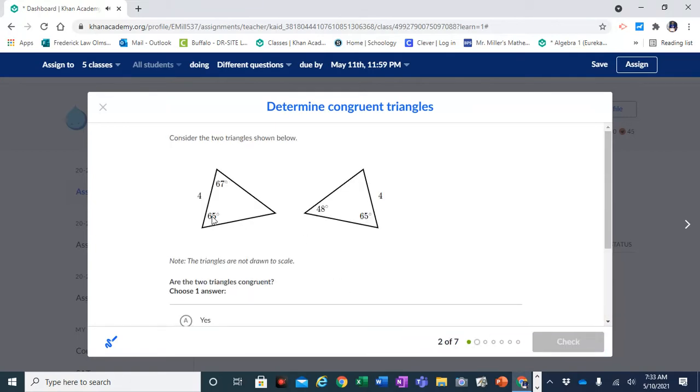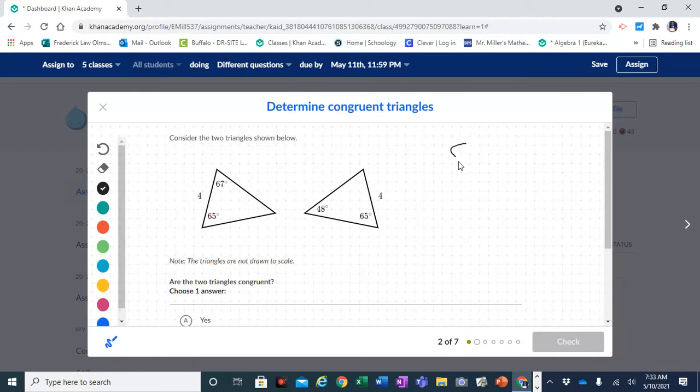For this one here, we have 65, we have 65, we have a side of 4 and a side of 4. So those things match, so that's good because you have a side, you have an angle. So we have this angle here, we have this side. Now, we don't know what this angle is here, but we do know that these angles would have to add up to 180. So this angle right here, we're going to have to find by doing 180 minus 65 minus 48.